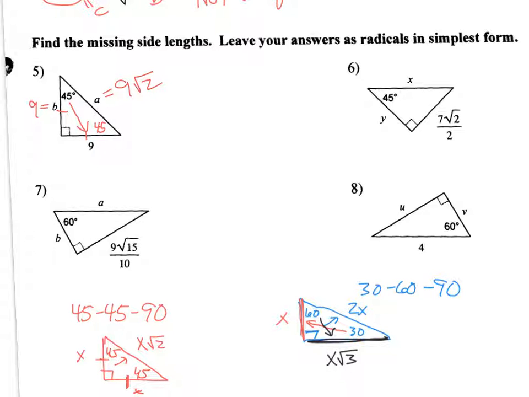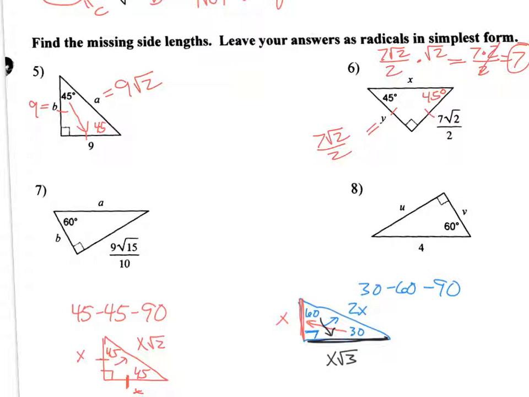Again, in number 6, 45, 45, 90. So again, these are the same, so y is 7 square root of 2 over 2. It's got to be the same as the other one. To get x, I get 7 square root of 2 over 2 times square root of 2. Now what happens here? Well, that ends up being 7 square root of 4, but the square root of 4 is 2, all over 2. Well, the 2s cancel and I get 7.